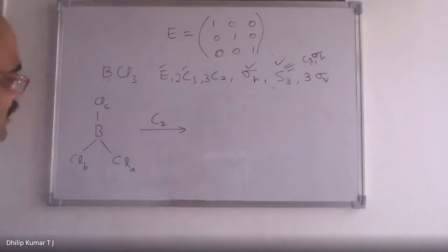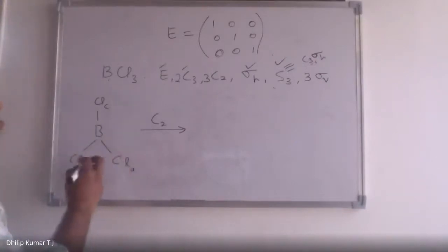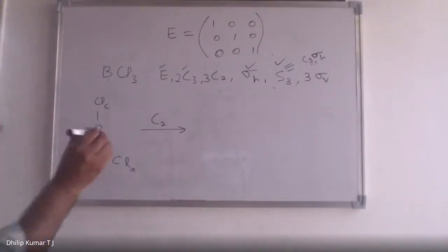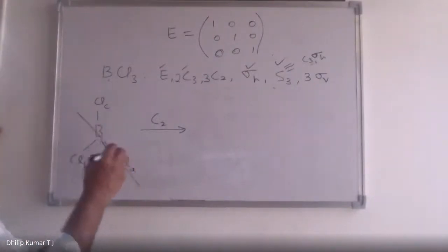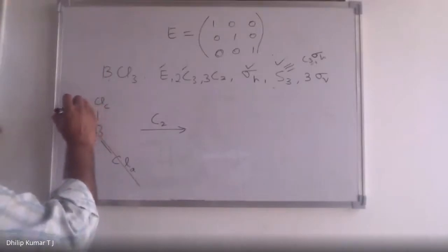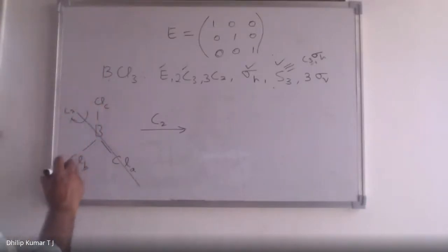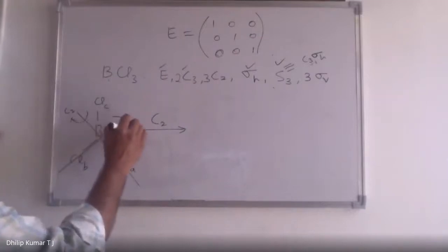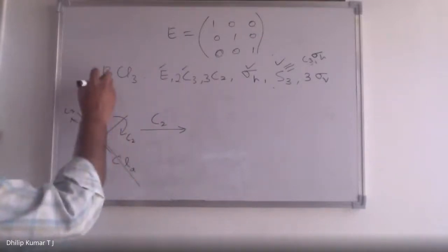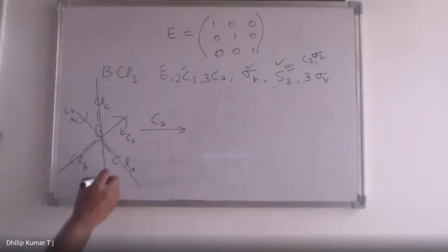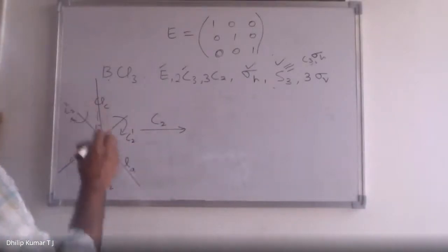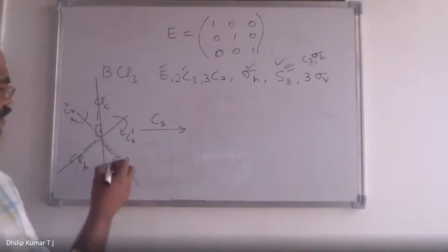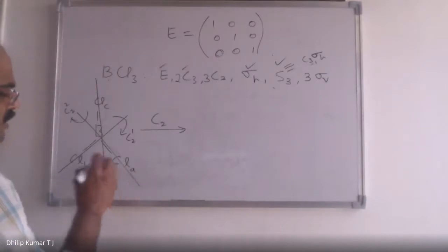So let's come back. C2. If you perform C2, which is perpendicular to C3, as we found out earlier, it could be like this. The second C2 is like this, and the third one is like this. So there are three C2s. I just call them 1, 2, 3, prime, double prime, triple prime, whichever way you can write.